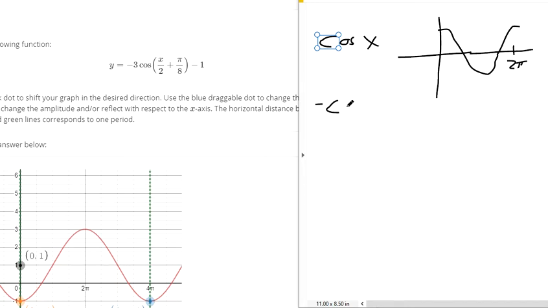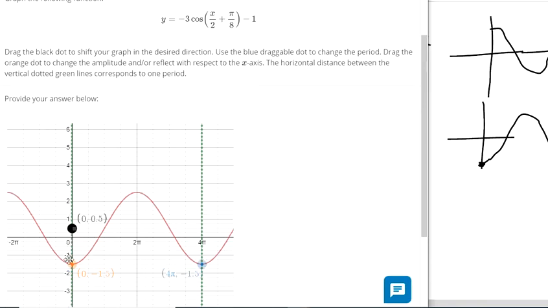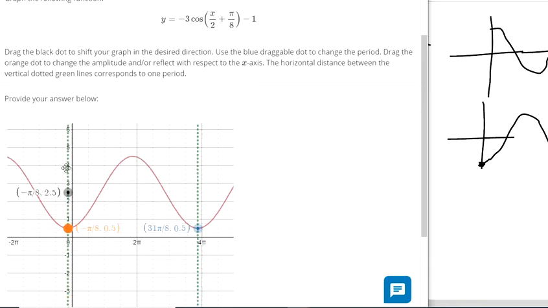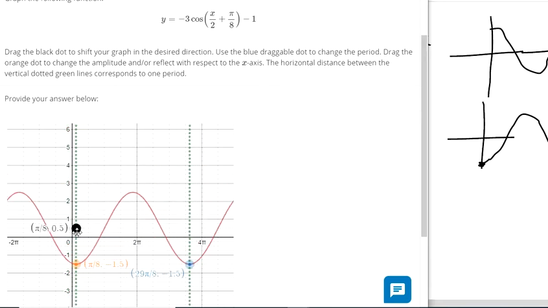So if you have negative cosine of x, if you multiply the outside by -1, then it starts at the bottom and goes to the top, and then begins repeating. So this is going to start at the bottom. We know that. Let's see if we play around with this. How can we make that go to the bottom? Oh, it's already starting at the bottom. Okay, so that's good.